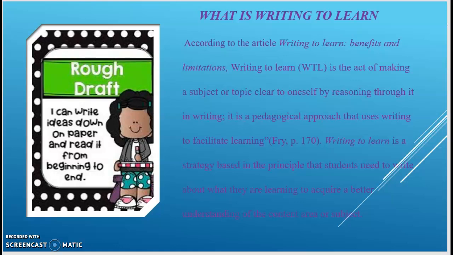What is writing to learn? According to the article, Writing to Learn, Benefit and Limitations, writing to learn is the act of making a subject or topic clear to oneself by reasoning through it in writing. It is a pedagogical approach that uses writing to facilitate learning. Writing to learn is a strategy based on the principle that students need to write about what they are learning to acquire a better understanding of the content area or subject.